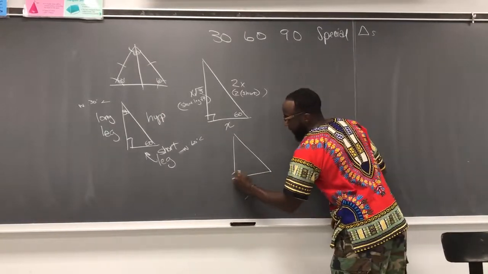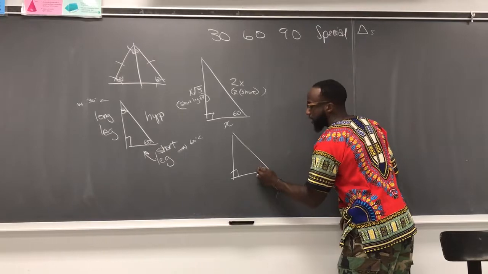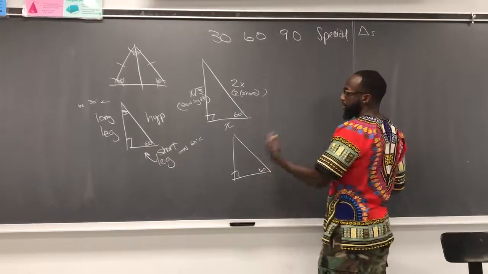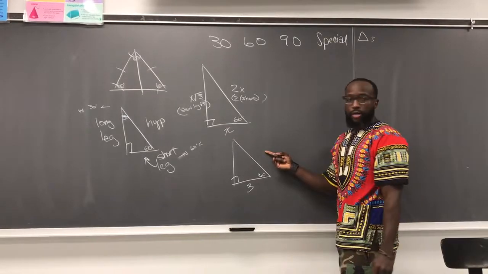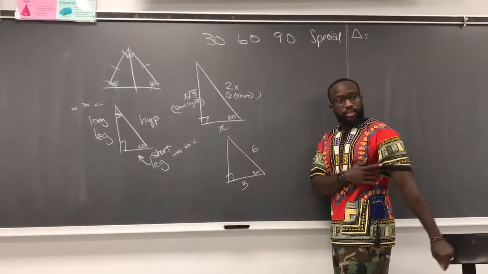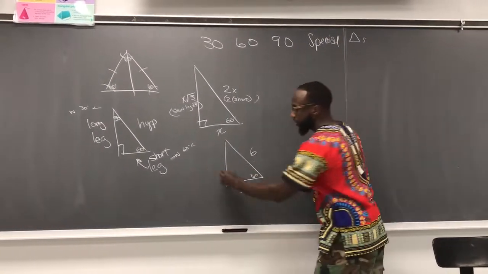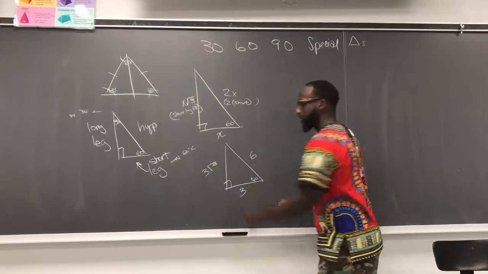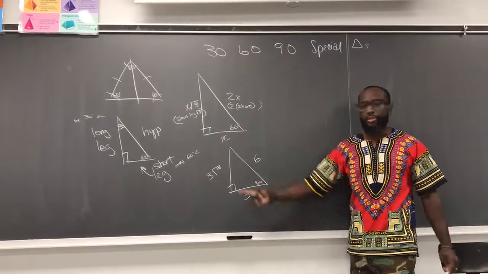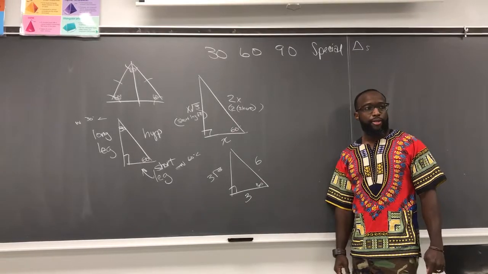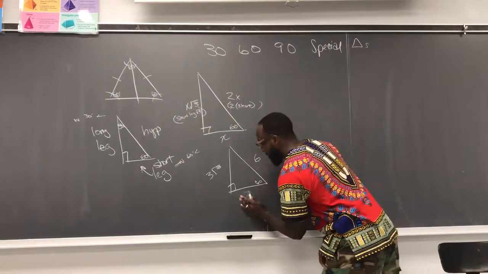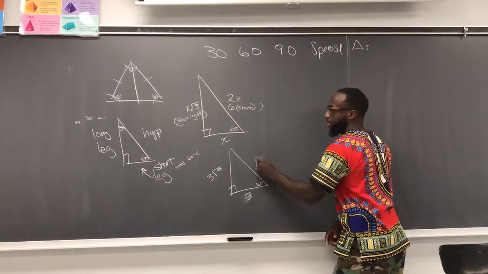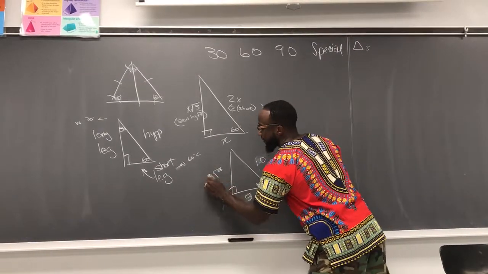If we throw numbers there, it goes like this. If this is a 30, 60, 90, and I said the short leg is 3, the hypotenuse is double 3, which is 6, and the long leg is 3 times the square root of 3. Those are the measures of those sides. Everybody good with that? Let's change the numbers. If I said this was 5, the hypotenuse would be double that, and the long leg would be 5 root 3.